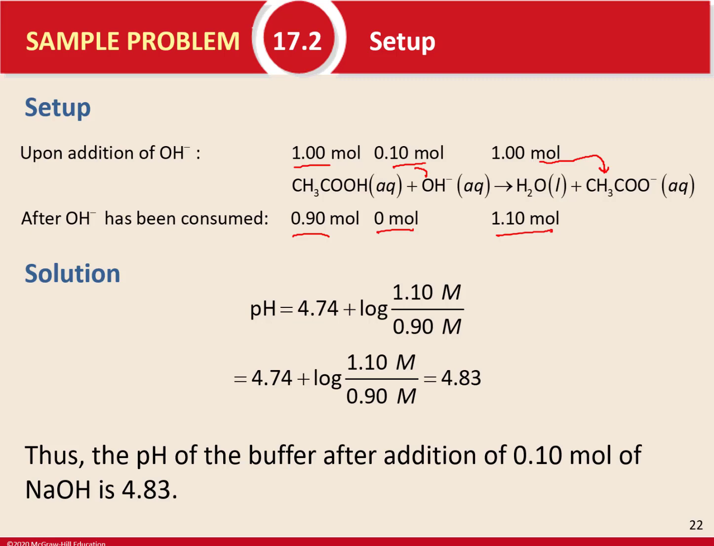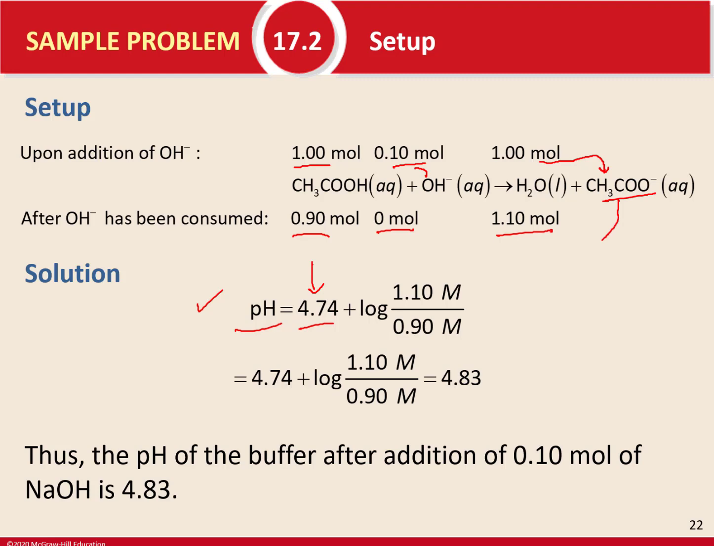And then here's where it's nice. You don't have to solve this like an ice table problem, and you can do an expression if you want to. But here's how you do it quickly on a quiz or an exam. The Henderson-Hasselbalch equation: pH equals negative log of 1.8 times 10 to the negative fifth, which is 4.74. We saw that calculation in a previous slide. Plus the log of the conjugate base.